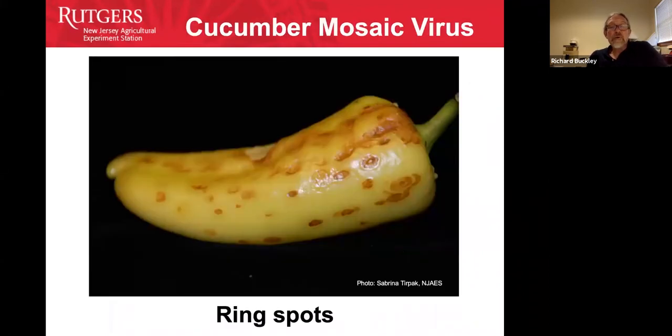So here's cucumber mosaic. Makes nice round rings. It's a pepper. You can eat that pepper. It's no big deal. You're never going to get a fruiting body. It's never going to turn to slime. It just is what it is. It's a growth response, a color response. It's abnormal, clearly. It's got a different characteristic than what a bacteria might.